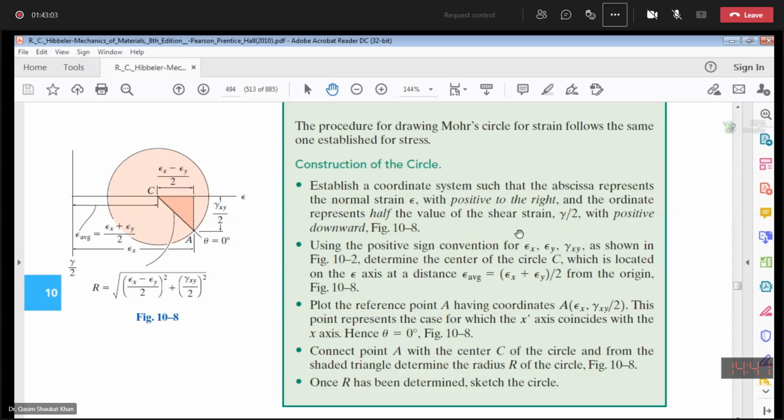One more thing which is not written over here: the scale on the x-axis and the scale on the y-axis of the Mohr circle must be the same. If you are taking an interval of, let's say, 50 microstrains on the x-axis, then the interval of shear strain on the y-axis must also be 50 microstrains. So the strain intervals on the x and y axes must be the same. So any question about this first part?